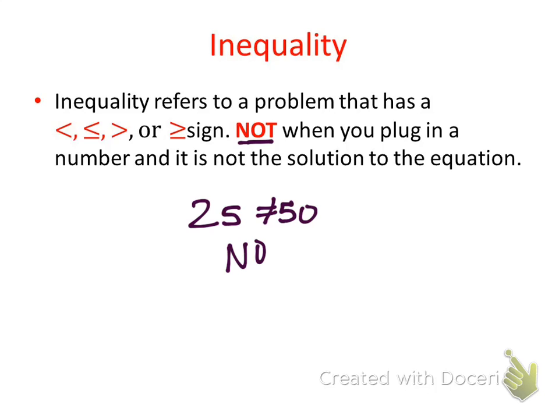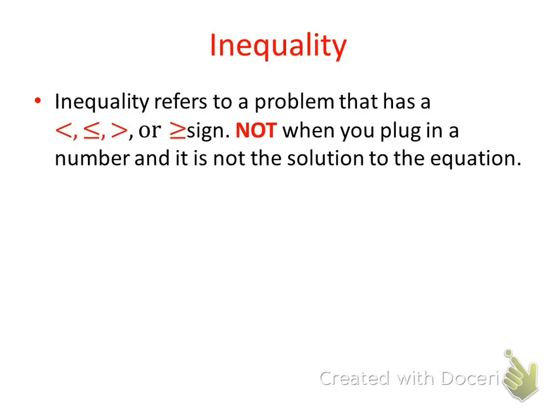You're either going to have yes or no. That's the only two possible answers. Now, you will have to show your work, but the final answer is yes or no. Do not write inequality when your answer should be no. Okay, that's the main mistake people make.